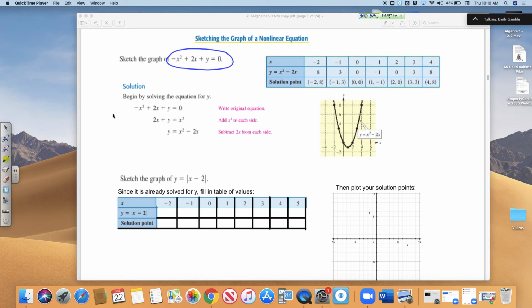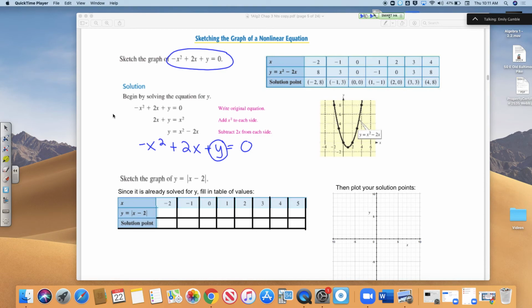Well, whether you have a graphing calculator or not, you're not going to be able to really do this unless it's solved for y. So right now, it says -x squared. And again, this work is right here. I'm just going to do it again so you can see. -x squared plus 2x plus y equals 0. And in order to graph this, in order to get a table, we have to have this thing solved for y.